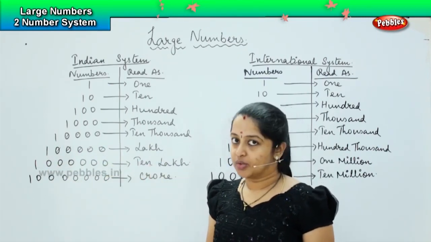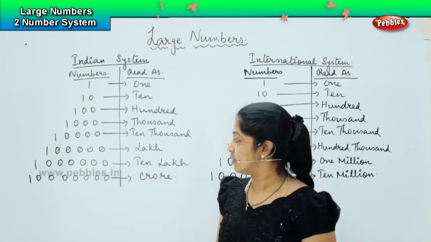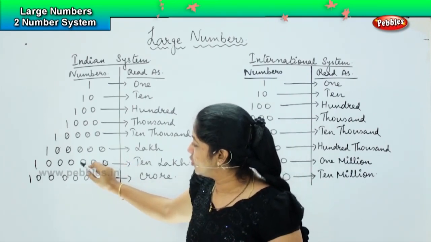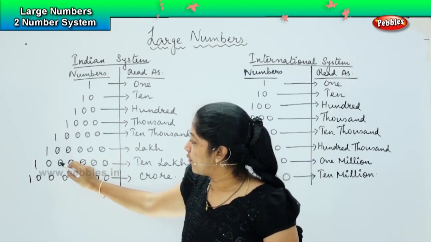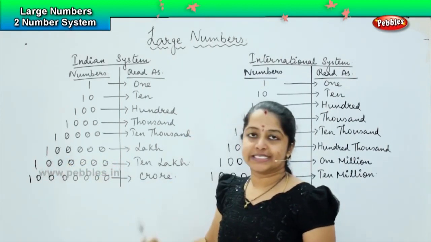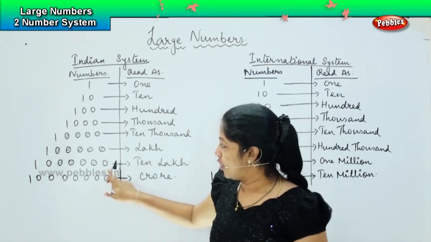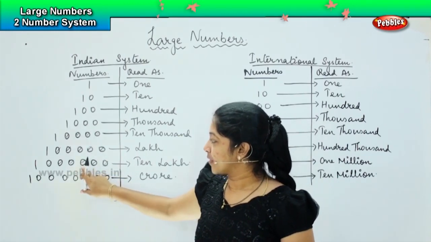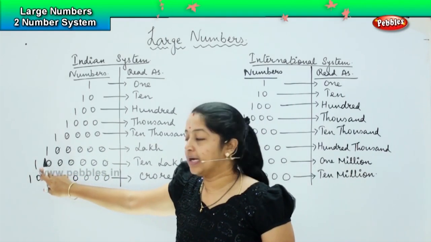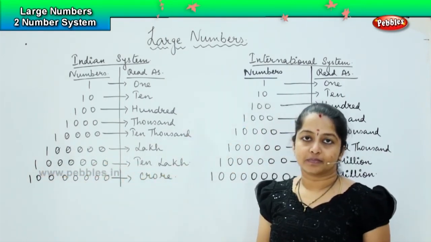Clear? So now I am again going to add one more zero behind 1. So let us count how many zeros are there. 1, 2, 3, 4, 5, 6. So 1 followed by 6 zeros. So what is 1 followed by 6 zeros? Let us count reverse and see. Ones, tens, hundreds, 1000, 10,000, lakh, 10 lakh. So this is called 10 lakh.